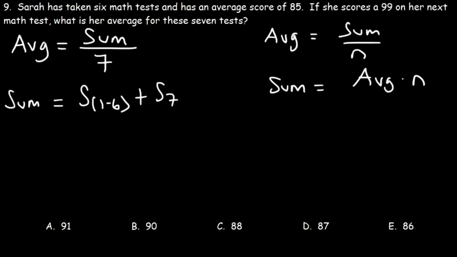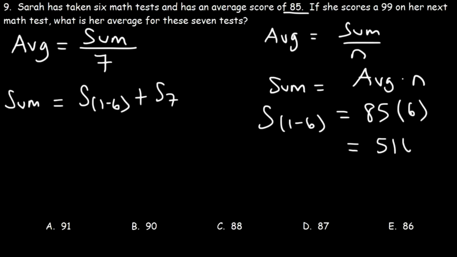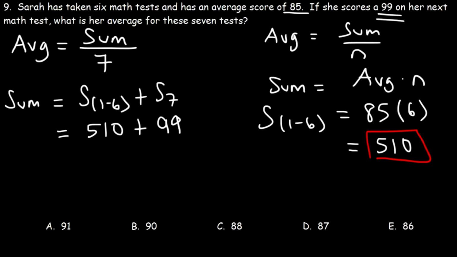Now we could find the sum of the first 6 exams because we have the average of those 6 tests, that's 85, and we have the number of tests, which is 6. So 85 times 6 is equal to 510. So now that we have the sum of the first 6 tests, and we know the score for the 7th test, which is 99, we now have the total sum of all 7 tests. So 510 plus 99, that's equal to 609.